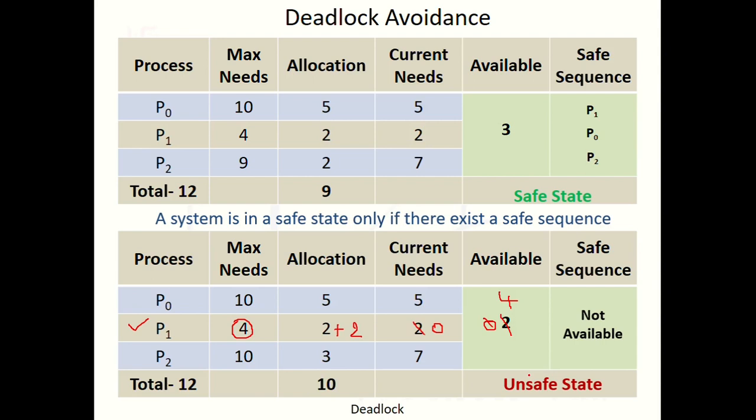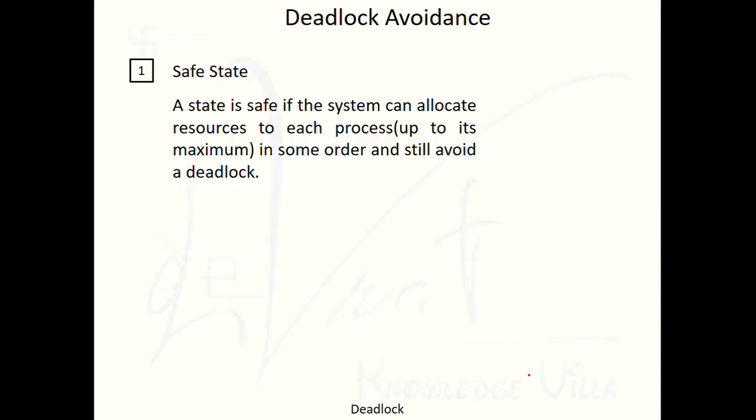Let's see. Look at this paragraph. A state is safe if the system can allocate resources to each process up to its maximum in some order and still avoid a deadlock. So indirectly this paragraph is saying what we have concluded: a system is in a safe state only if there exists a safe sequence. Both meanings are the same.